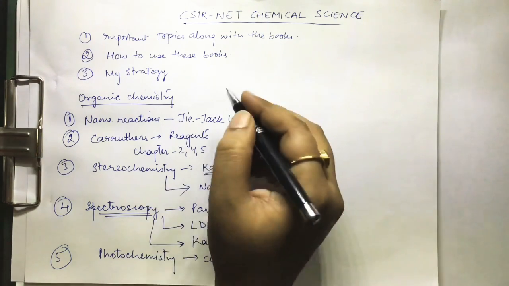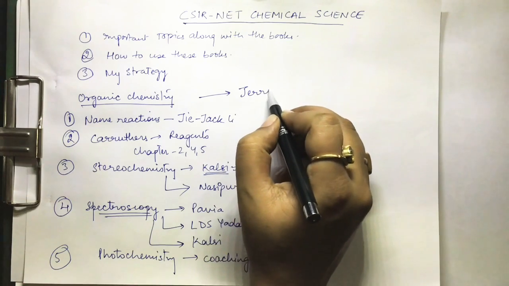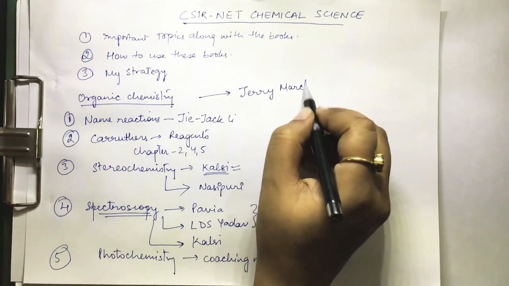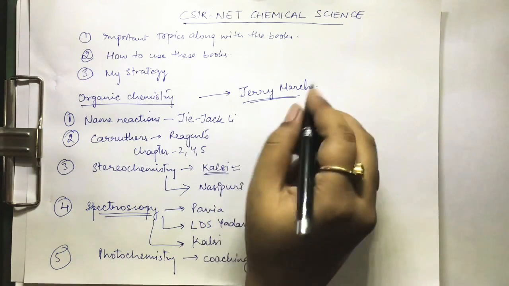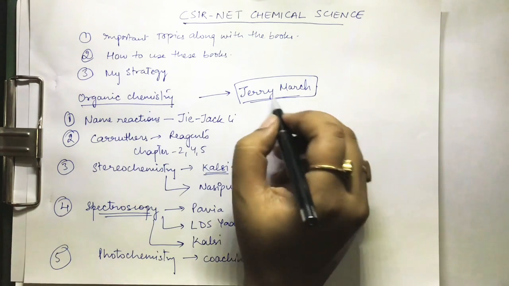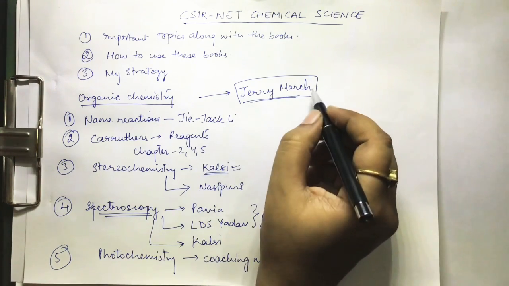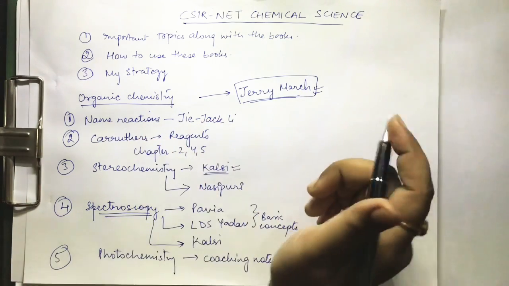Apart from all these books, there is one more very important book, which is Jerry March, but it has got thousands of pages, very difficult to read. So if you are familiar with this book, or you know where the important topics are, then you can go for Jerry March also, but it's too big to study.